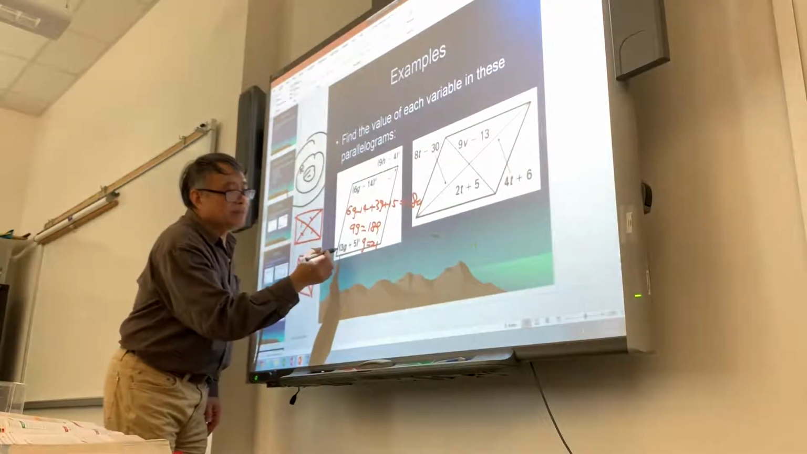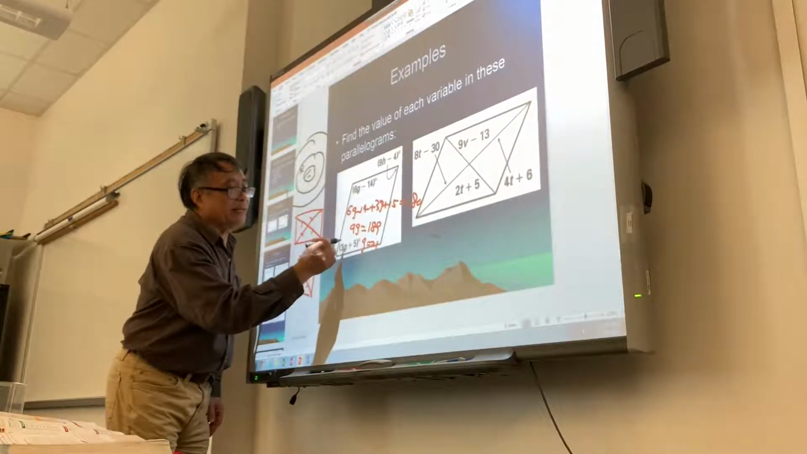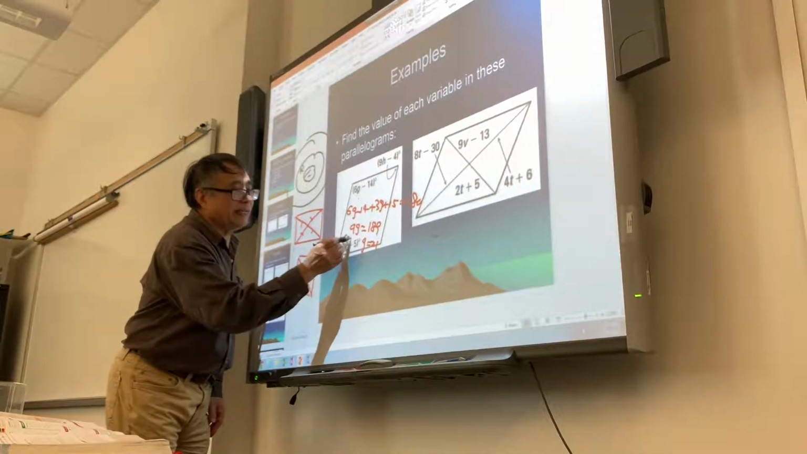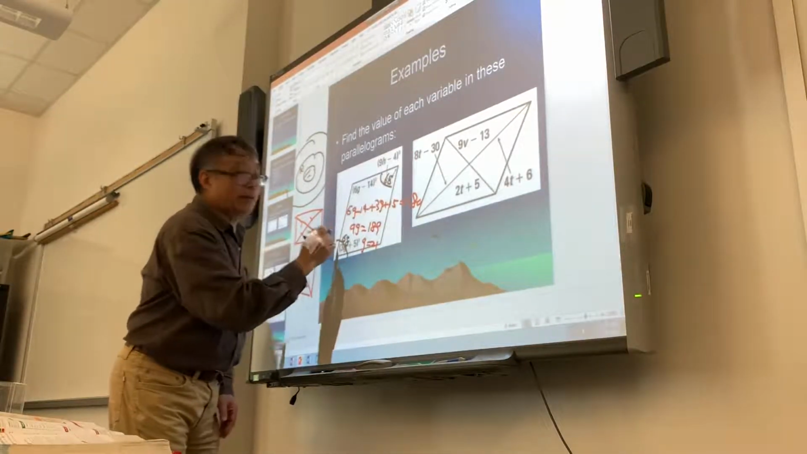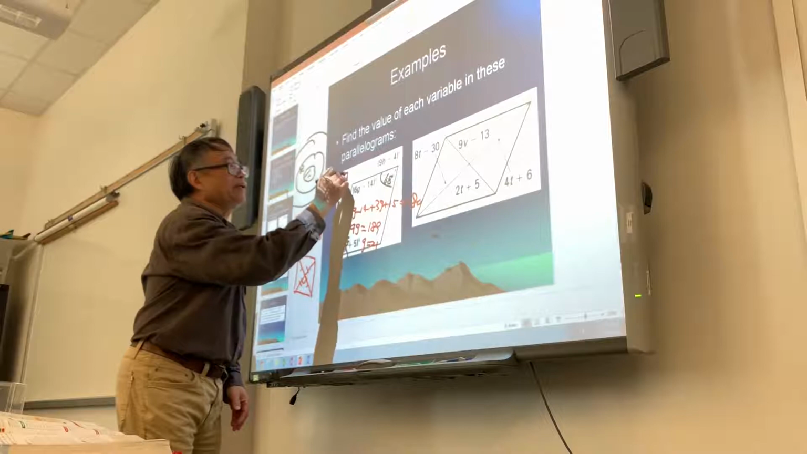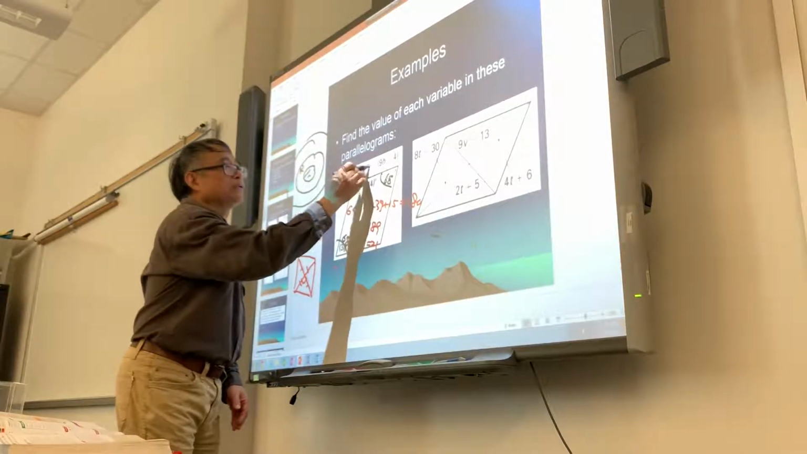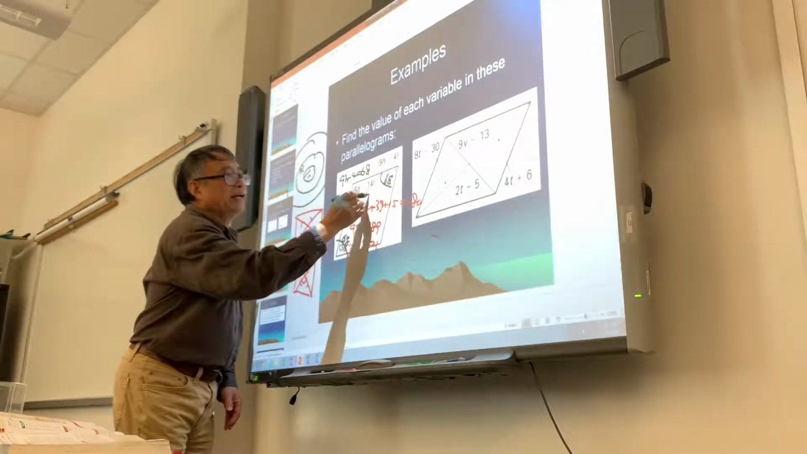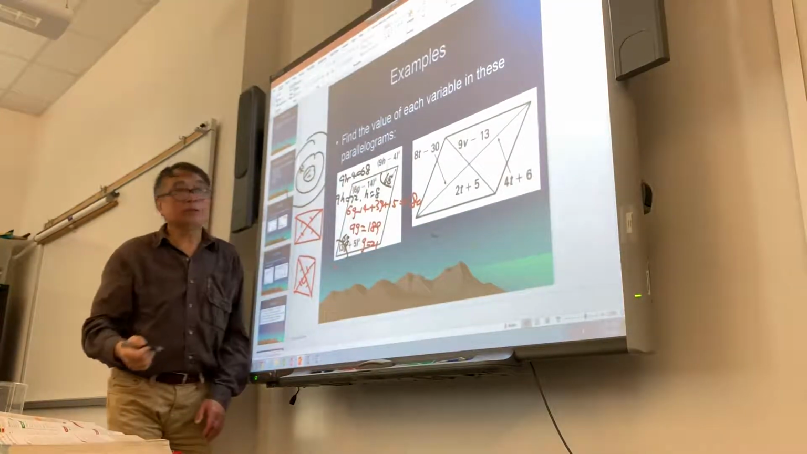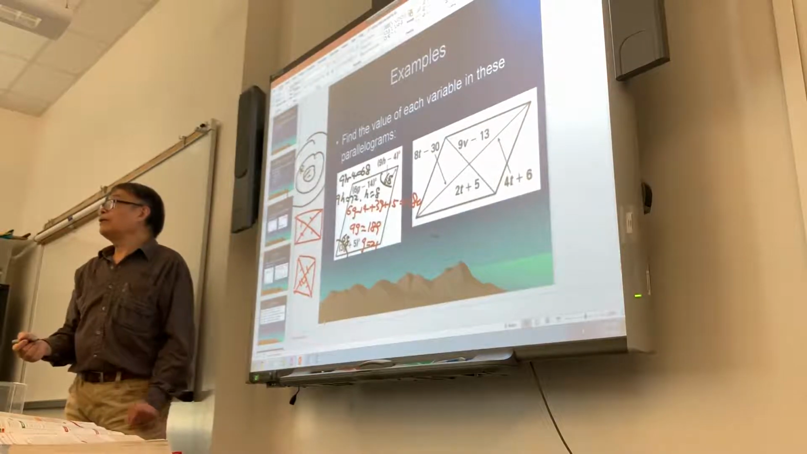G is 21. 3g is 63, plus 5 is 68. So this angle is 68. So this angle is 68 because they are congruent. So you get 9h minus 4 equals 68. 9h equals 72. H equals 8. Do you understand, please? Yes or no?